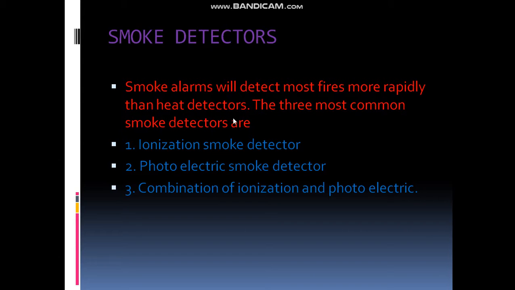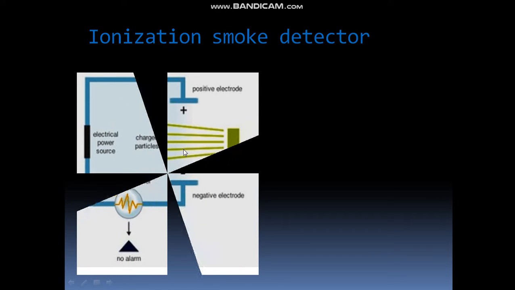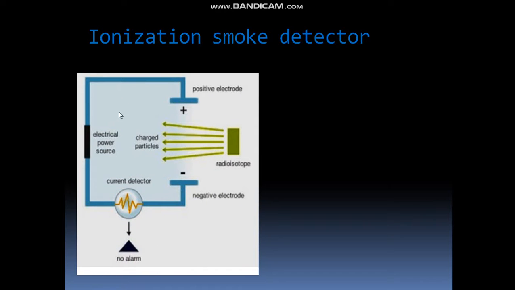Okay, so here three detectors are there. One is the ionization smoke detector, another one is the photoelectric, and the third one is the combination of both 1 and 2. Come to the ionization smoke detector. Already in the name of the smoke detector, an ionization process takes place. Okay, clear? Come to the diagram. So this is the diagram of the ionization smoke detector.